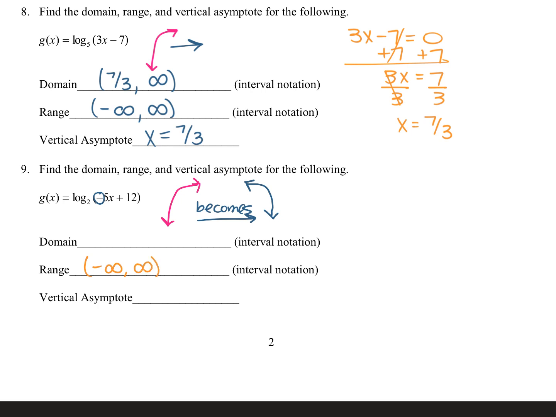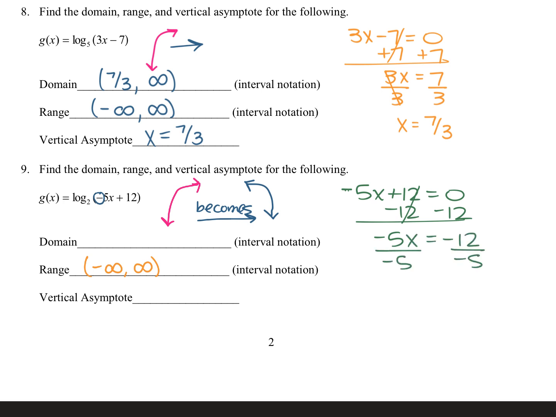To find your domain and your vertical asymptote, what do you need to do? Set the negative 5x plus 12 equal to 0 and solve. Move your 12 over, subtract it from both sides. That's negative 5x is equal to negative 12. Divide each side by the negative 5. You get that x is 12/5. Automatically, that's your vertical asymptote. Look at your domain. Domain is x. Is this pointing to the left or the right? Left. So since you're pointing to the left, it's going to negative infinity, which means you're going to start at negative infinity and go up to 12/5.